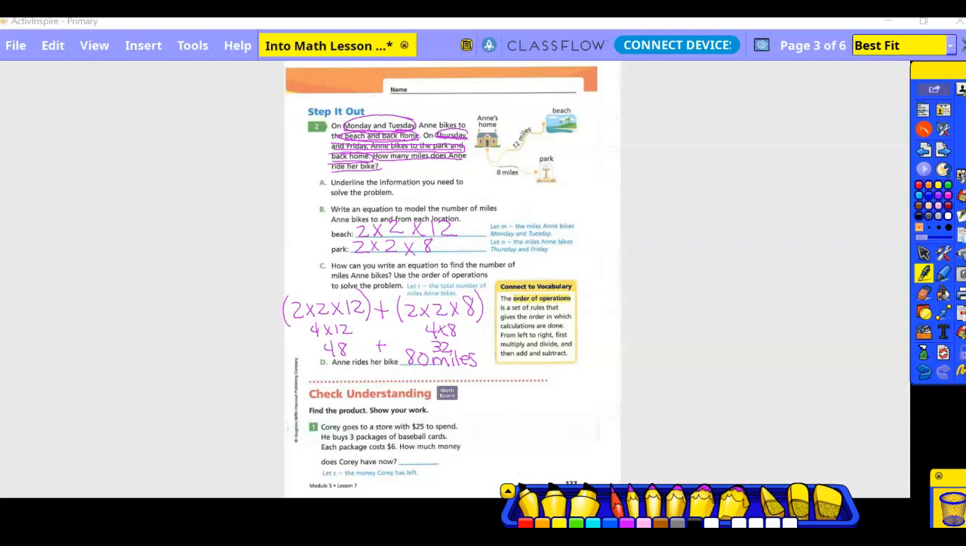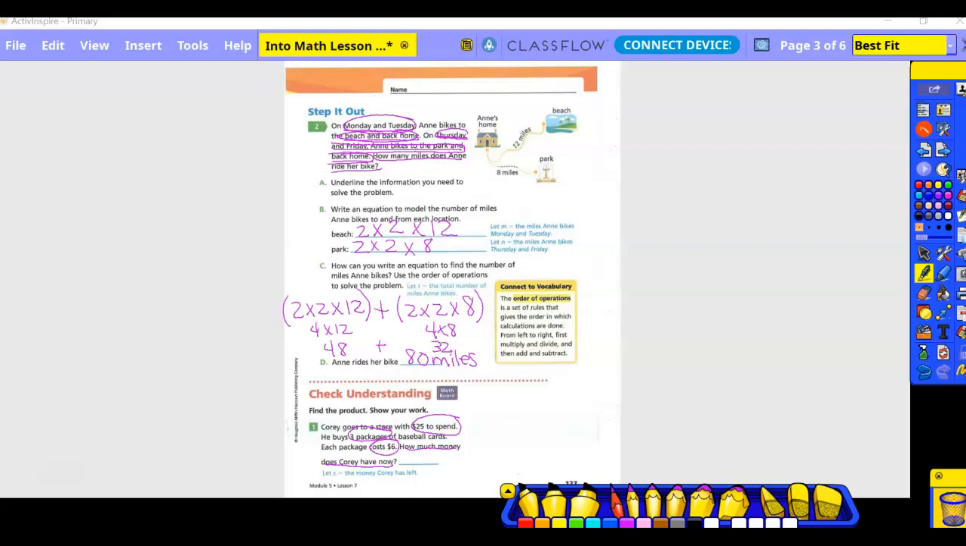Check understanding. Find the product, show your work. Corey goes to the store with $25 to spend. He buys 3 packages of baseball cards. Each package costs $6. How much money does Corey have now? So we need to pull out our stuff. So we have a total of $25. He bought 3 packages, which each one costs $6. How much money does Corey have now?